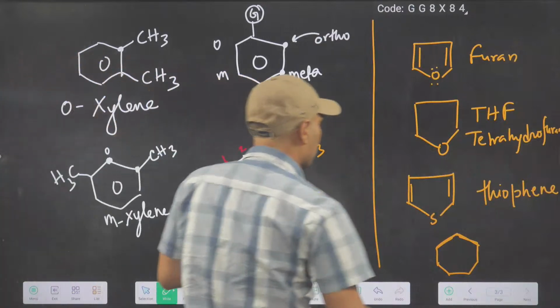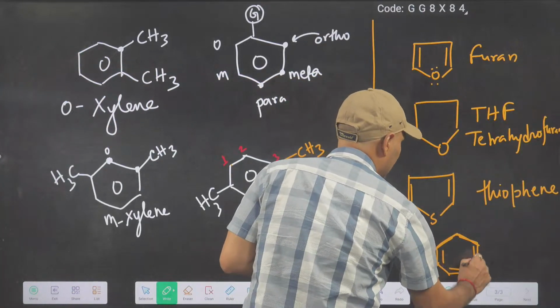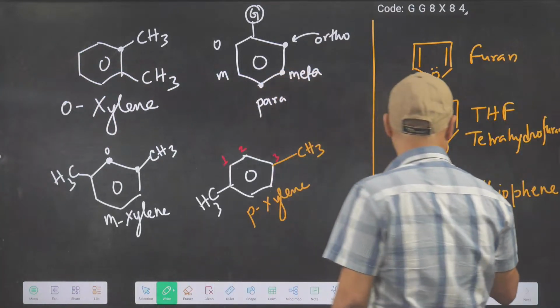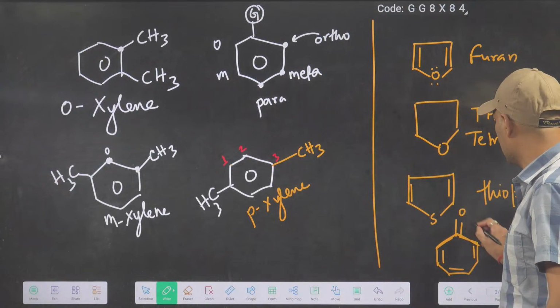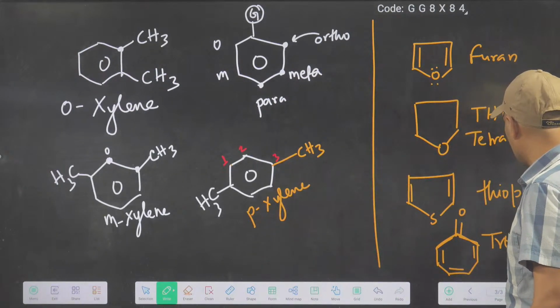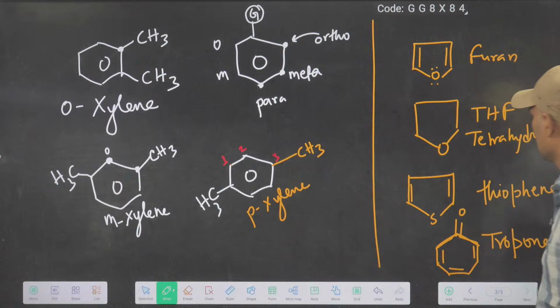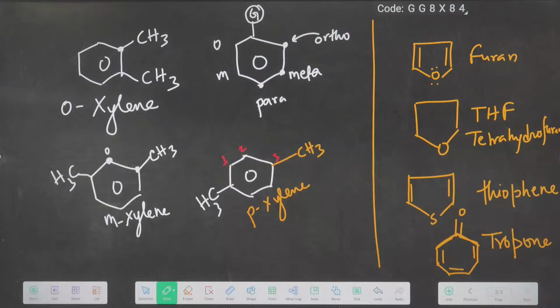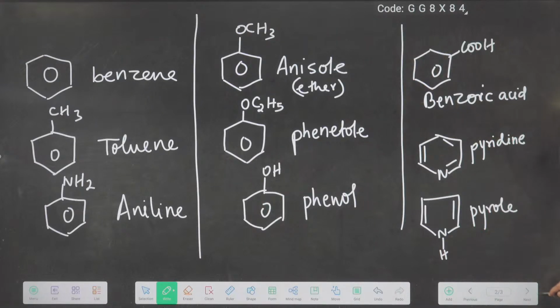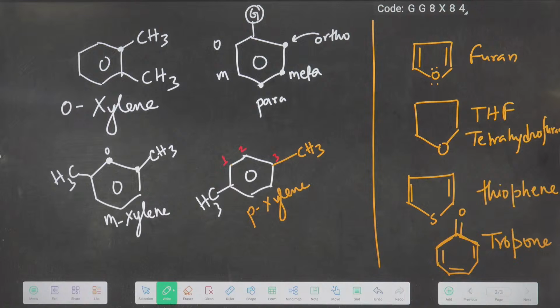So 7 carbon are there. You have to write alternate pi bonds. These all are important. This is written tropone. This is written in NCERT, tropone. Is it clear? So many structures I have told you. I have told you about ortho meta para also.